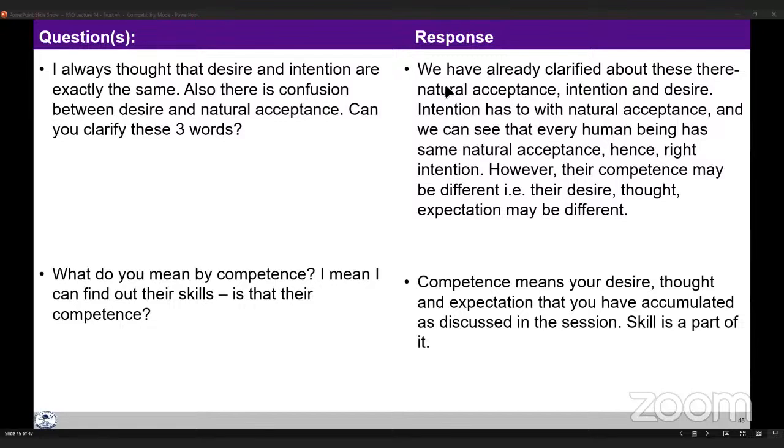Nice, Mia. So yes, skill is part of it, but competence is what is going on in me. What are my desires? What are the thoughts? And what are the expectations? That is what is making it. Where is it getting its source? Is it sourced in preconditioning? Is it sourced in sensation? Or is it sourced in natural acceptance? What is the source of my imagination?